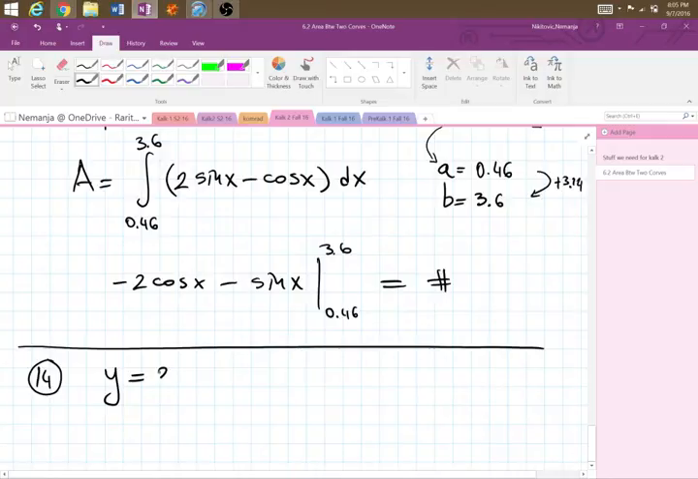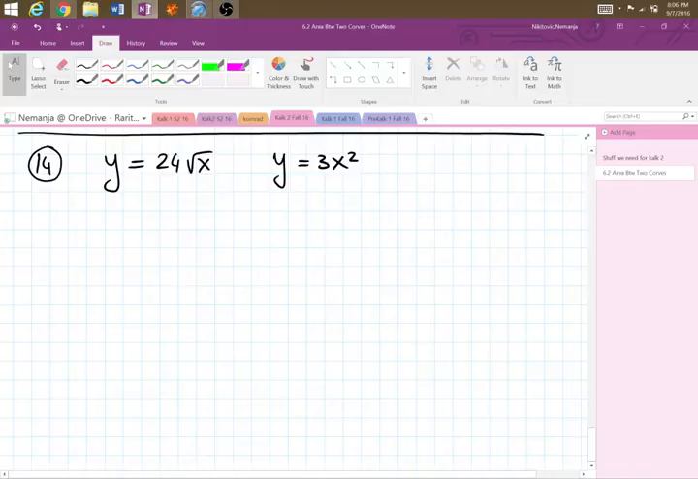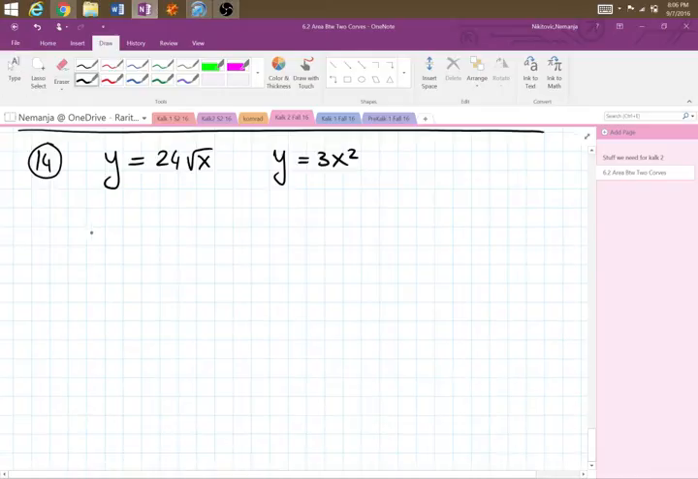Y equals 24 square root of x, and y equals 3x squared. They don't give you the limits because they know that you'll be so awesome to graph this, and then when you graph it, there will be intersections, and then you know to set them together, so they don't have to go into too much detail. Great. Time to graph.